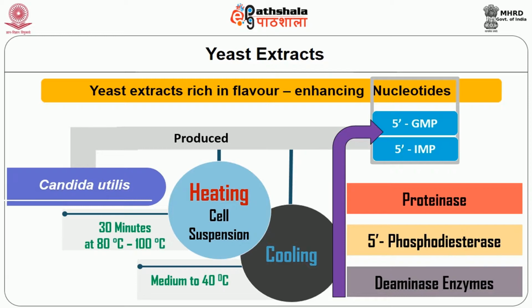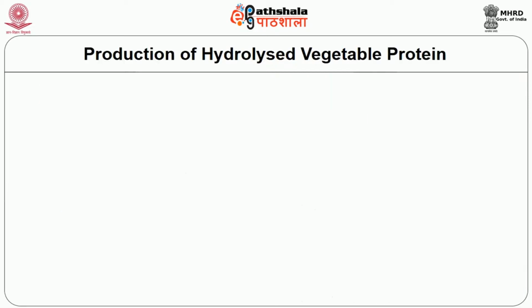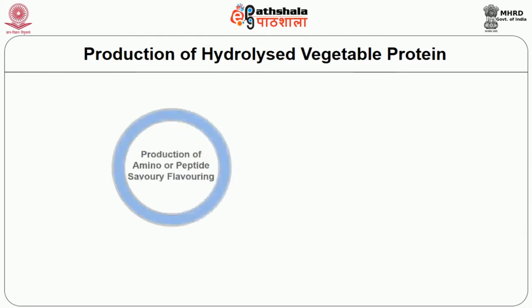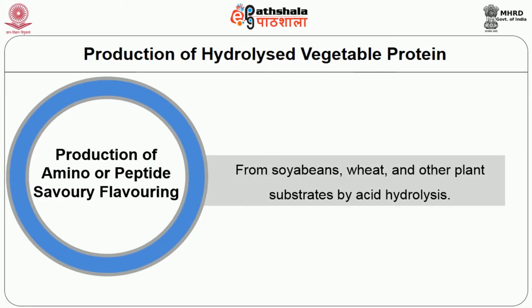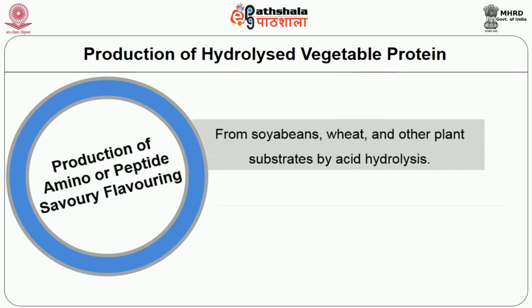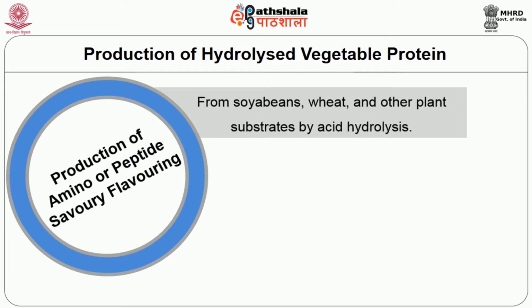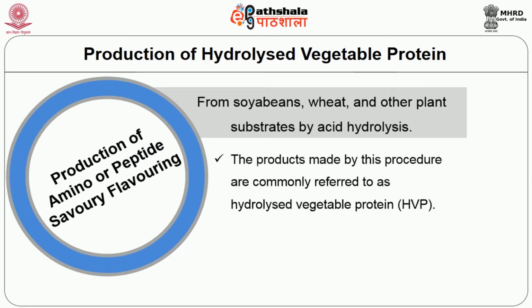soups. Now the second one we will see is hydrolysed vegetable protein. Another important development in the food industry is the production of amino or peptide savory flavoring from soybeans, wheat and other plant substrates by acid hydrolysis. The products made by this procedure are commonly referred to as hydrolysed vegetable protein.